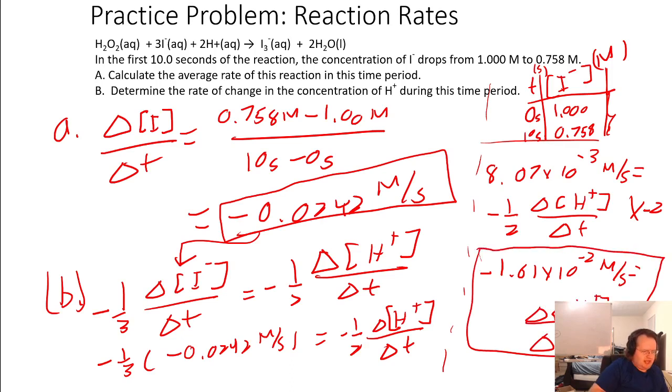So hopefully you can see how we're able to connect these different rates of reaction to each other.